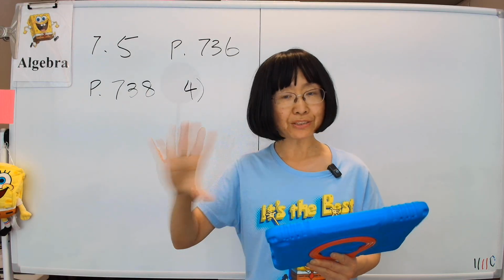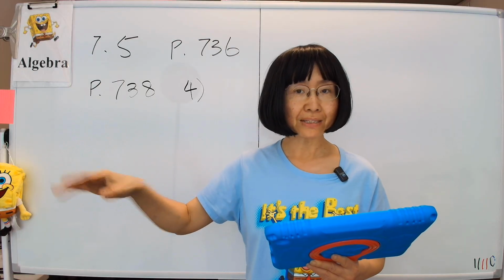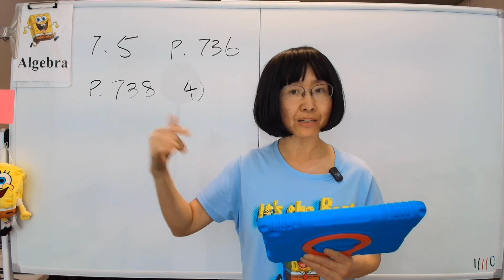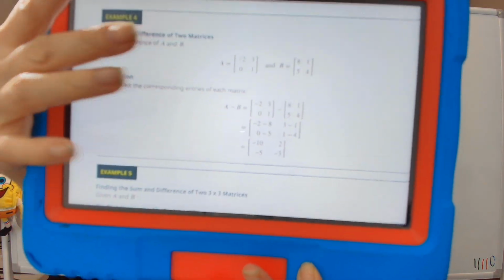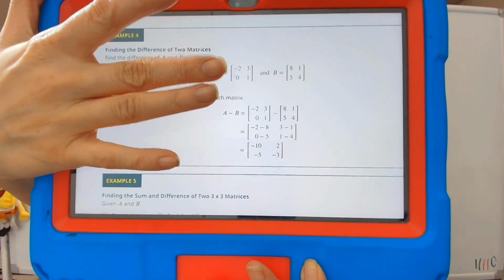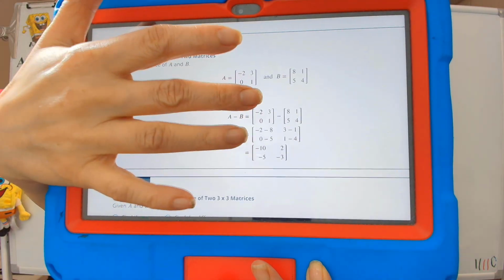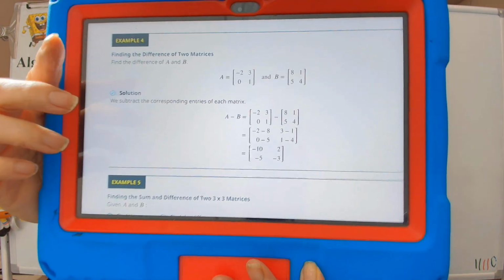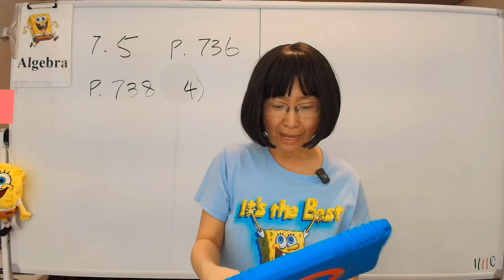And once the dimensions are the same, each entry will be subtracted by the entry in the corresponding position. Like in this example, the 1, 1 position will be 1 minus 2, then -8, and the 0 down here will be -5, and so on. So you do 4 subtractions, and then you get an answer, which doesn't sound too bad.